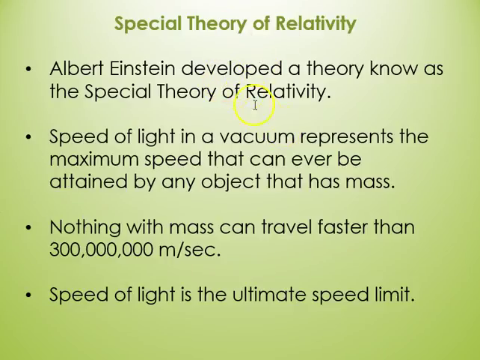Albert Einstein developed a theory known as the special theory of relativity. He did this back when he was doing the other theories that we've learned about. He said that the speed of light in a vacuum represents the maximum speed that can ever be attained by any object that has mass. Nothing with mass can travel faster than 300 million meters per second. He stated that the speed of light is the ultimate speed limit.